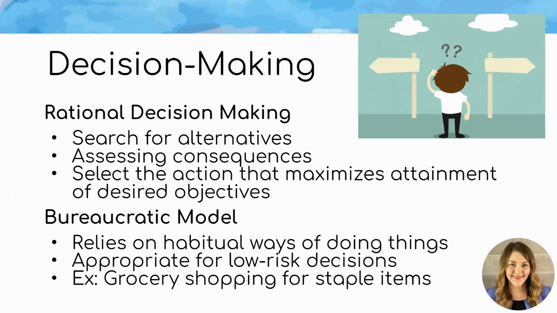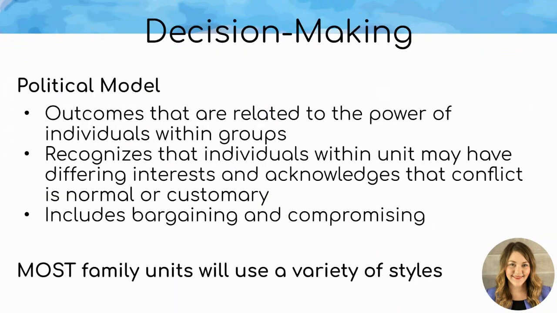Okay? Bureaucratic model of decision making, we really look at this for low risk decisions. So grocery shopping for staple items is an easy example for the bureaucratic model. Think about families and how they would benefit when decisions will have long-lasting impact on the family unit, at really looking at these rational decision-making modes. Okay, the third one is going to be the political model. The outcomes that are related to the power of individuals within the group is what we see during this. There's oftentimes bargaining and compromising, but in one family unit, they may use a variety of styles of decision making depending on the decision that's being made.